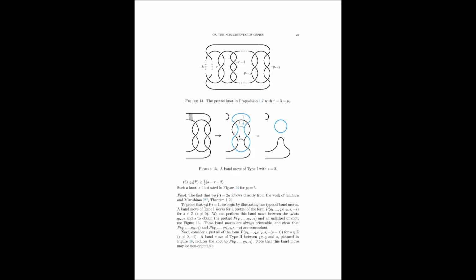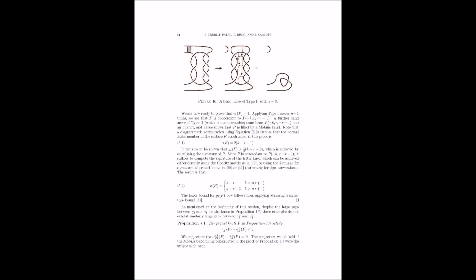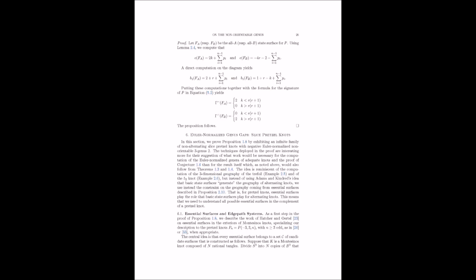Absolutely. Type 1 is orientable, a regular band. Type 2 puts a twist in, making it non-orientable. That's the whole trick. Section 6. Euler-normalized genus gaps. Slice pretzel knots. This looks like the most technically demanding section of the paper. It is. Buckle up.